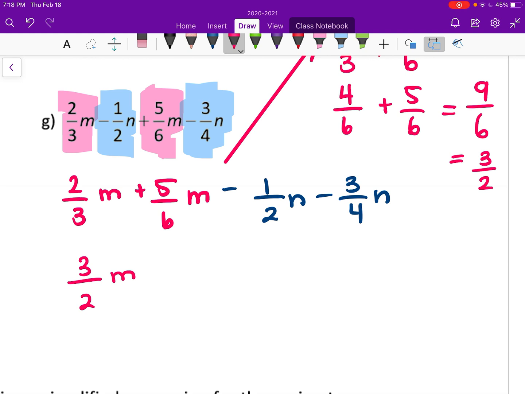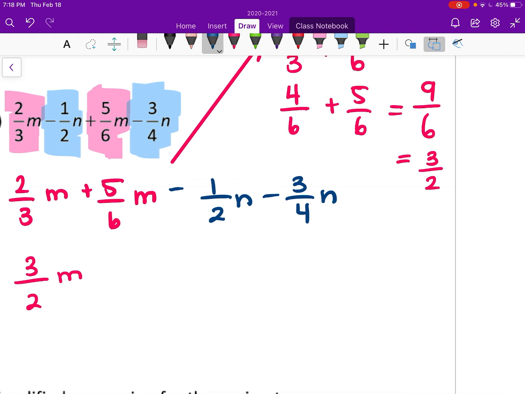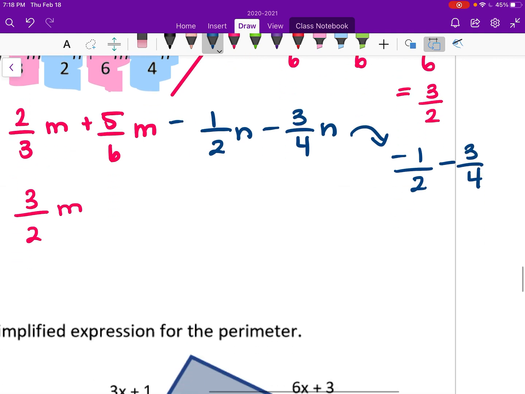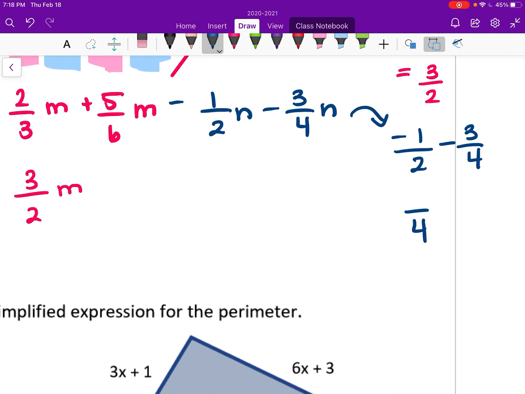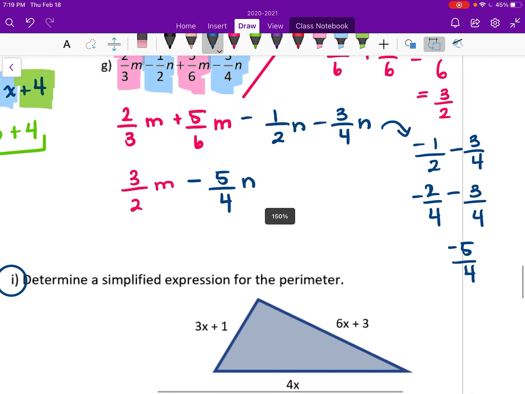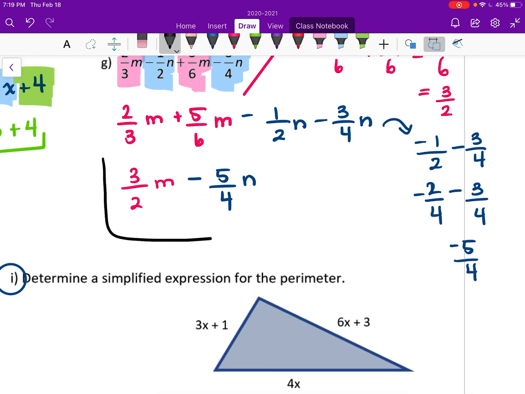And then I have here negative 1 over 2. So I'm just going to add this over here, negative 1 over 2 minus 3 over 4. And I can change the 1 over 2 to over 4 by multiplying both the top and the bottom by 2. So I have negative 2 minus 3 over 4. And then I'm just going to do negative 2 minus 3. It's going to give me negative 5 over 4. So negative 5 over 4, and the variable that was after was n, and that is my answer, because I can't simplify this any further. I can't collect any like terms. That's just my final answer. Cool?